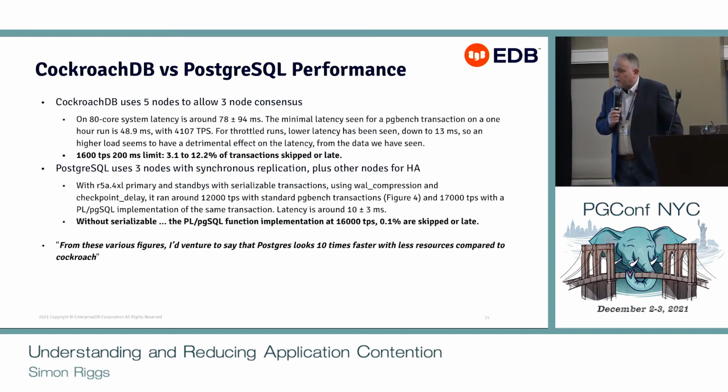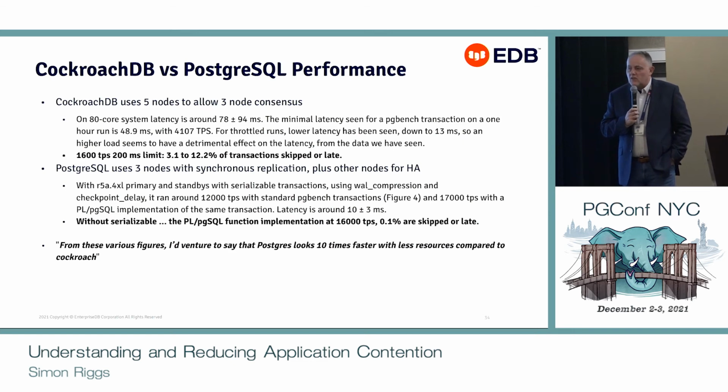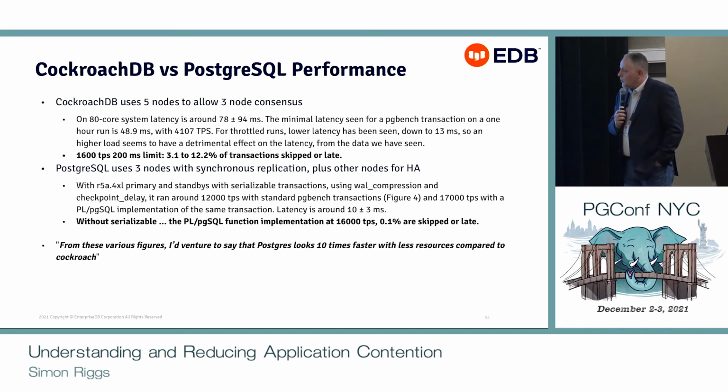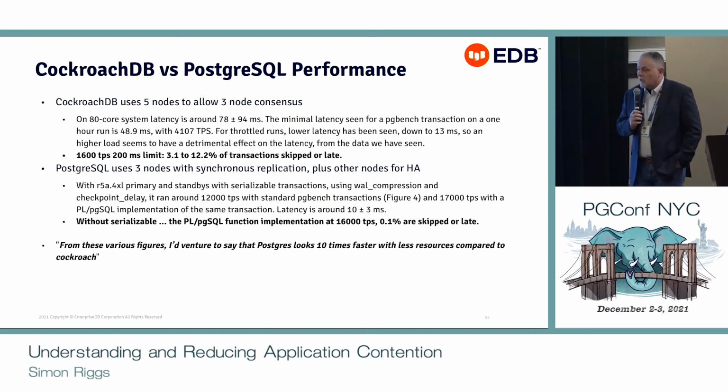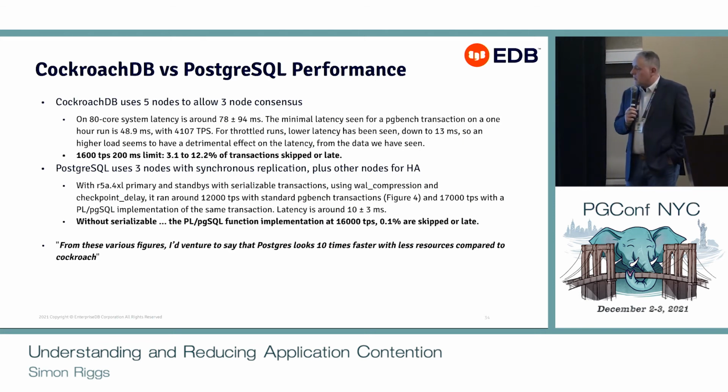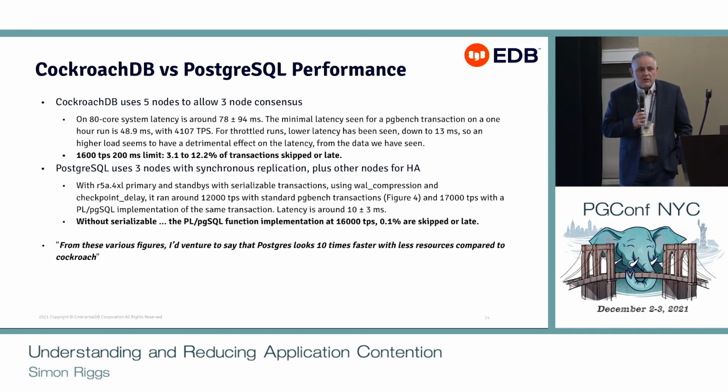Anyway, I'm just going to skip to the fun bit, which is a performance test that we did with CockroachDB versus Postgres, Postgres-BDR in this sense with synchronous replication. And on a sort of stable performance, we managed to get 1,600 transactions within a 200 millisecond limit on CockroachDB, and on the same hardware, but just using the different database software, we got 16,000 transactions with a transaction latency significantly lower than that, and almost no skipped or late transactions. So the conclusion from all of this was that CockroachDB was about 10 times slower than Postgres, okay?